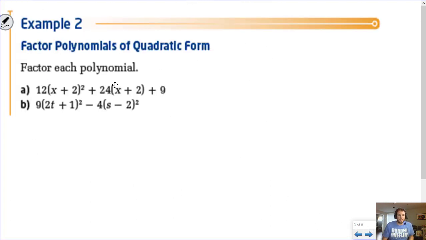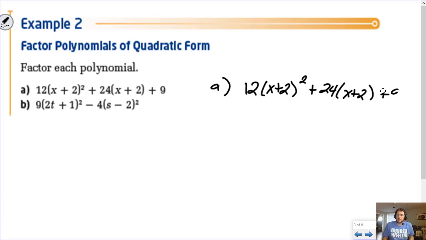Okay, so let's take that and let's take it one step further. So here's another polynomial. Again, it's just an expression. I'm not asking you to solve for anything. I just want you to try to factor this thing. So here's another polynomial, 12(x+2) squared plus 24 times (x+2) plus 9.